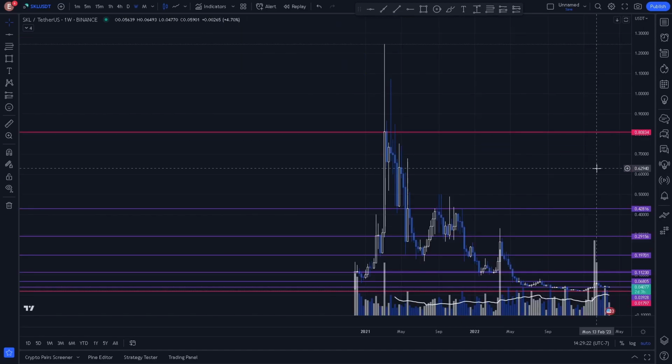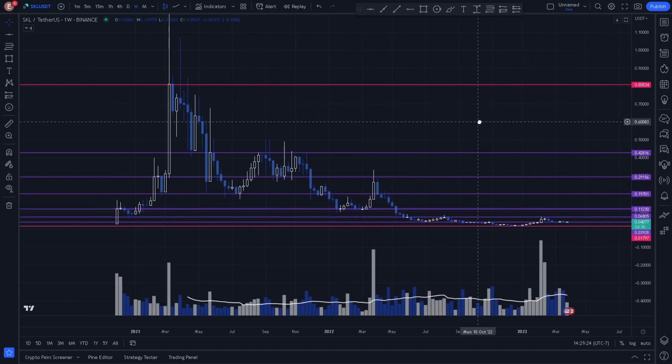So, zooming out, these are all the key levels plotted on the chart.